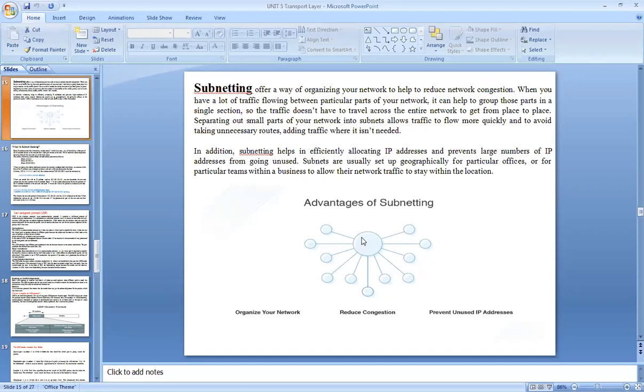So at that time, consider this device as a router. This router has the IP addresses 10.10.0.1, 10.10.0.2, 10.10.0.3, 10.10.0.4, 5, 6, 7, 8, 9, 10, 11. Up to how many IP addresses? The maximum number is from 0 to 255. You have to remember this. The maximum number for an IP address octet is 0 to 255.